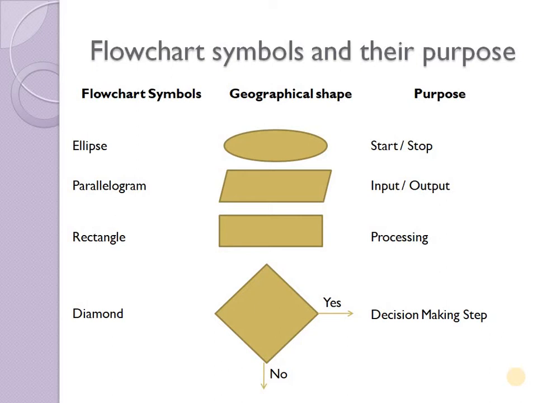Parallelogram, this is used to give input and output. If you want to take input, you will use this. If you want to show any output, you will use this. And the rectangle is there to show processing, and the diamond box is there to show decision making. It has two connecting edges, one for yes, one for no. If that decision is correct, then the step connected to the yes edge will be taken, and if the decision is wrong, means false, then the box connected to the no edge will be followed.